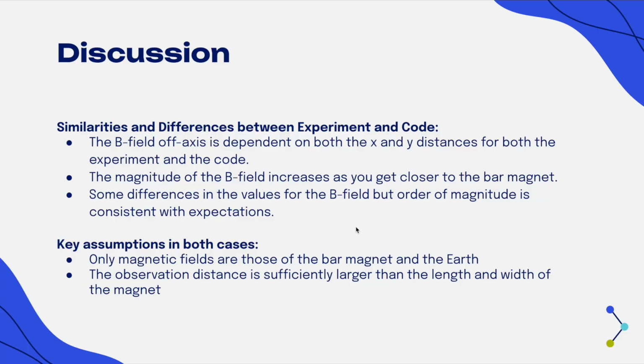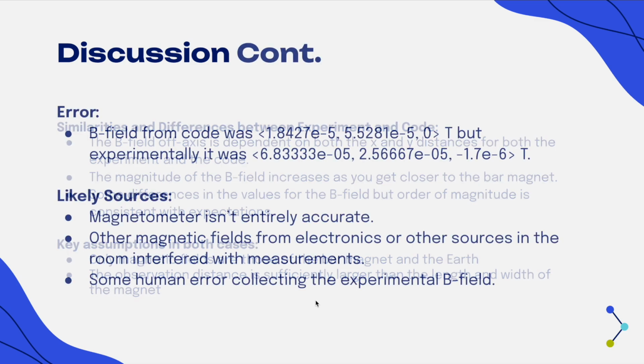The similarities are that the off-axis B field depends on both the x and y distances for both the experiment and the code. The magnitude of the B field increases as you get closer to the bar magnet. We did see some differences in the B field, but the order of magnitude is consistent with our expectations. Our key assumptions are the same as before: that the magnetic fields are only those of the bar magnet and the Earth, and the observation distance is sufficiently larger than the length and width of the magnet.